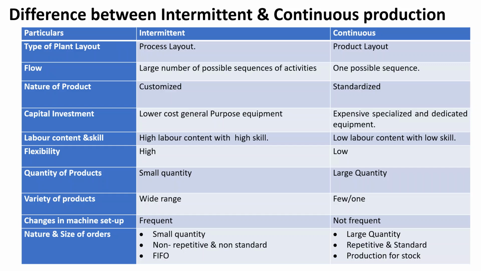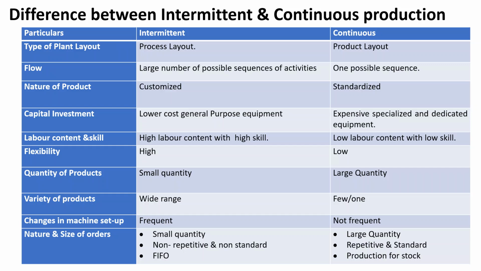Flexibility is high, we have already discussed this, and in case of continuous production system, it's low. Quantity of products: a small quantity in case of intermittent production system, and a large quantity in case of continuous production system. Variety of products: a wide range of products using intermittent production system, and we have few or one in case of continuous production system.